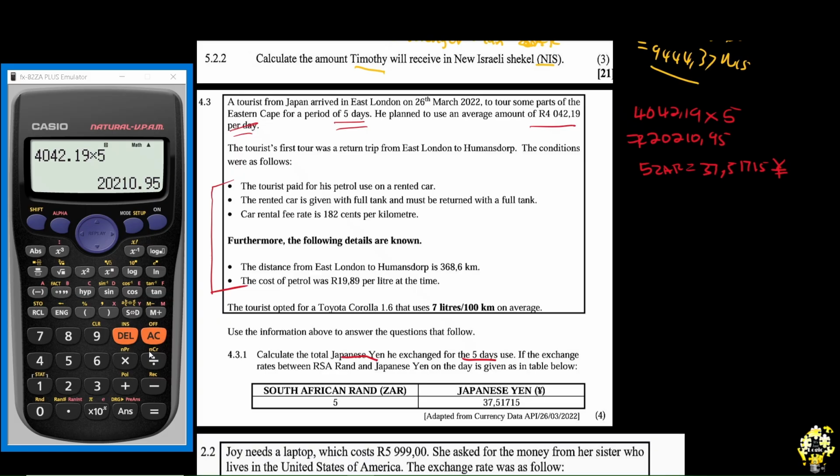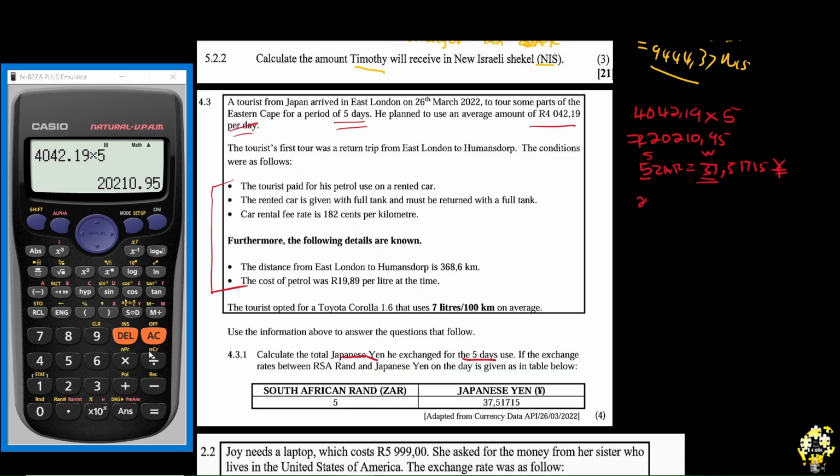Now, I know we are not there, but question quickly. Which one is strong? Which one is weak? 1, 2, 3, 4, 5. South African rand, you need 5 to get 37 of Japanese yen. So the South African rand is stronger. The Japanese yen is weaker. Where is our South African rands? Well, they are on the left.